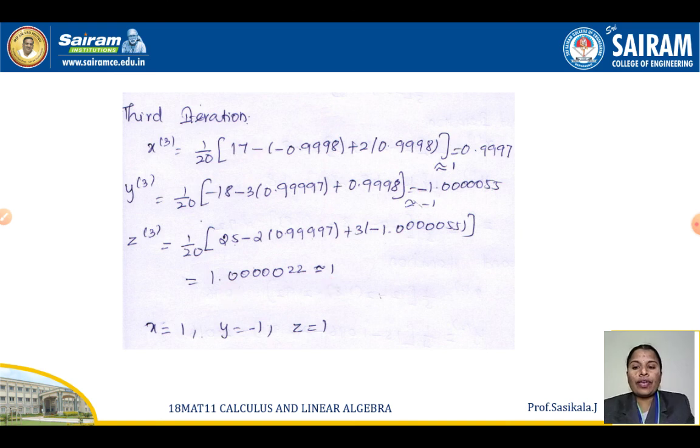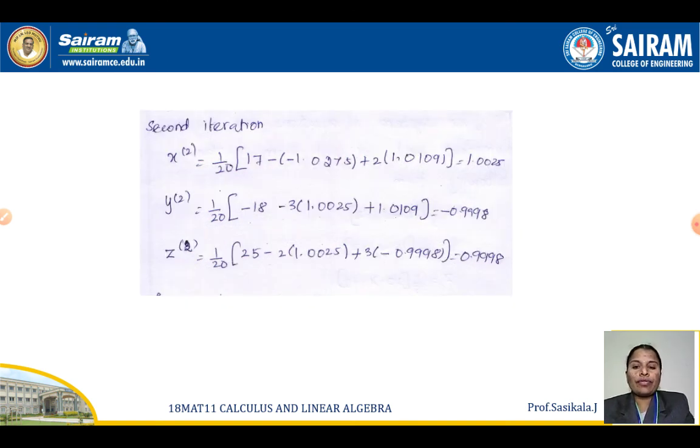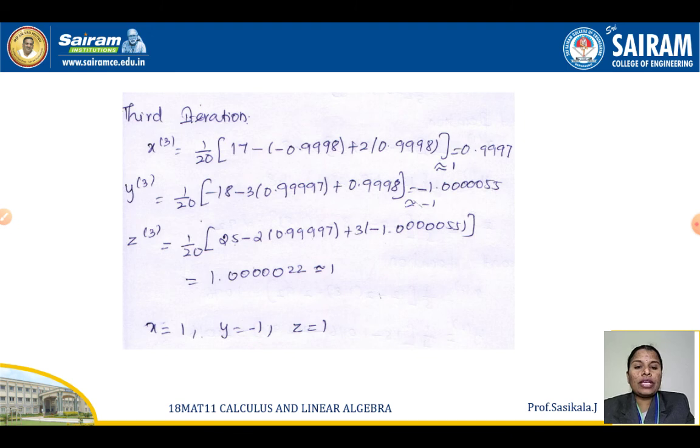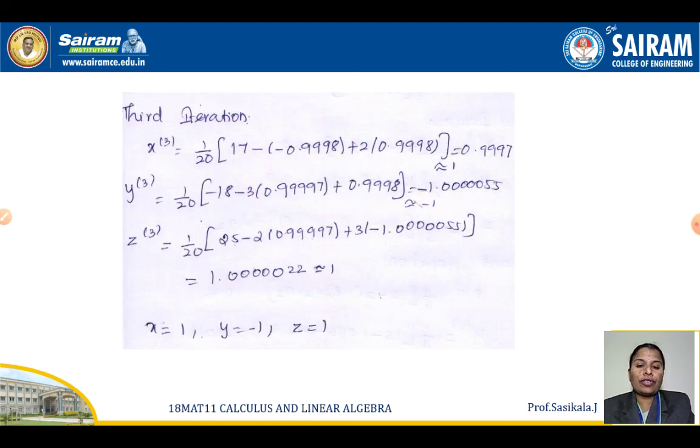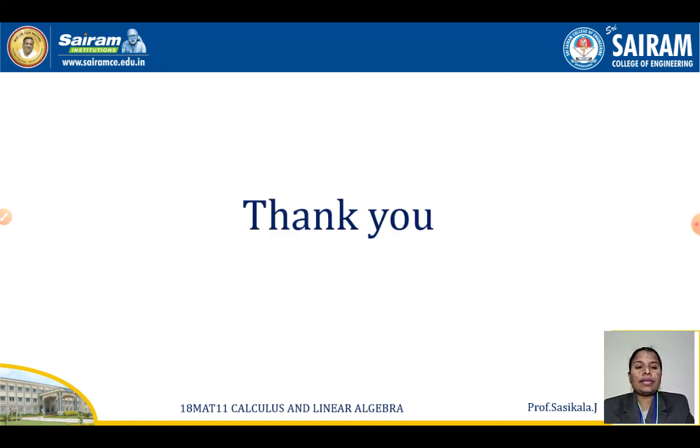So compare with your x of 2, y of 2 and z of 2. Almost all 3 are equal. For y of 2 and z of 2 you got 0.9998 and 0.998, and here you got exactly minus 1.00 and 1.00. So we can stop the iterations and you can write your conclusion. So x is 1, y is minus 1 and z is 1. By comparing your second and third iteration, you got your solutions. Okay. So that's all for the Gauss-Seidel method. Thank you.